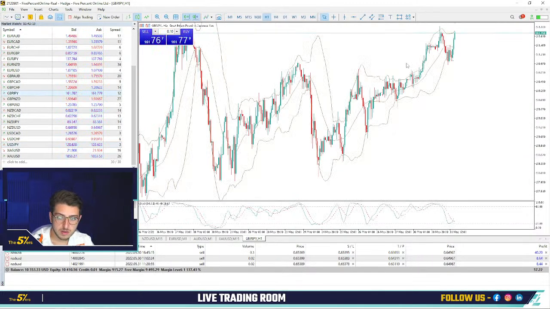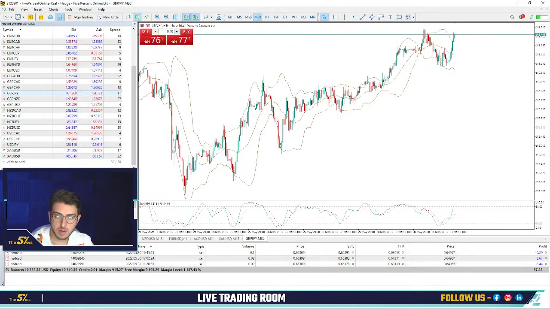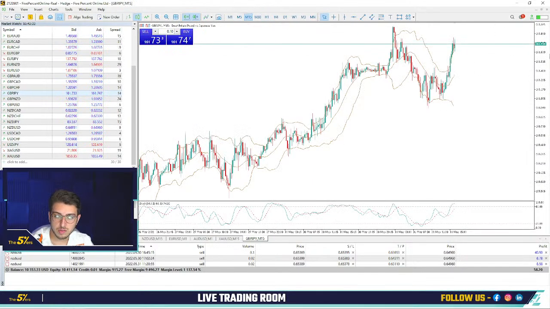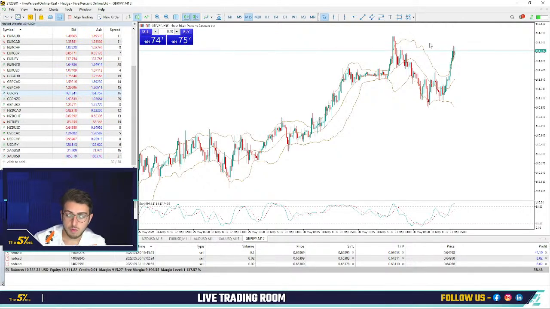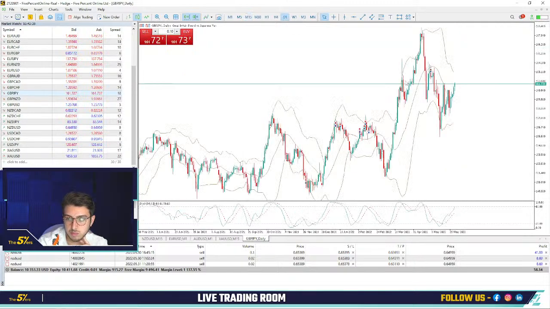Where is the pound yen? Yeah, pound yen is actually continuing to push up. We might see a higher high at the end of the day. You see this zone can be breaking, and we can reach this spot. This would be nice to have.